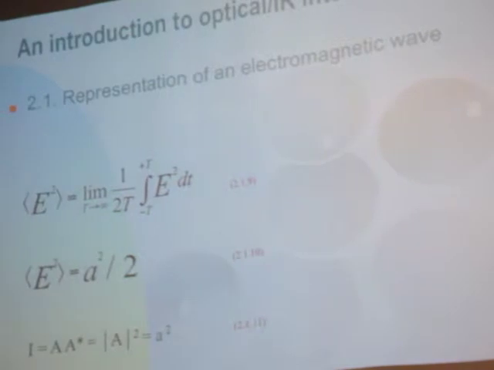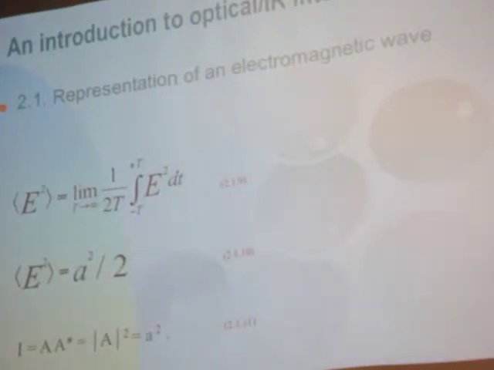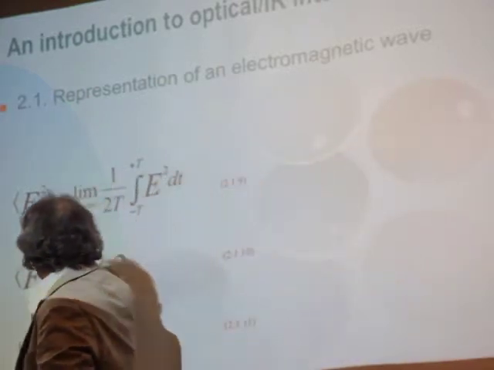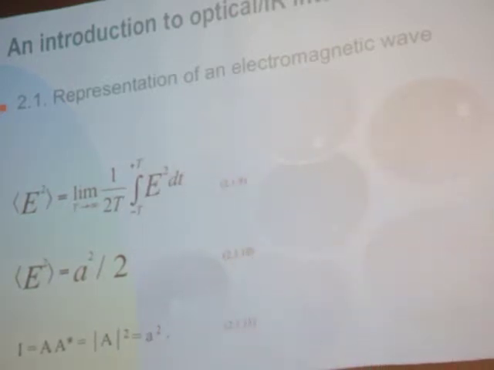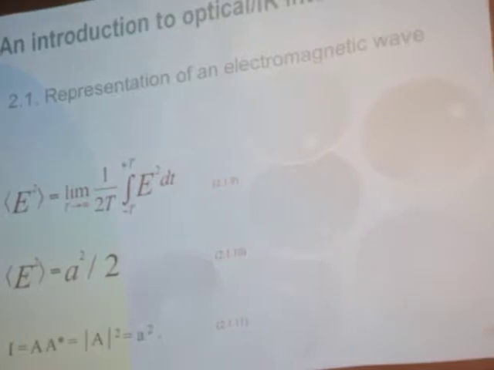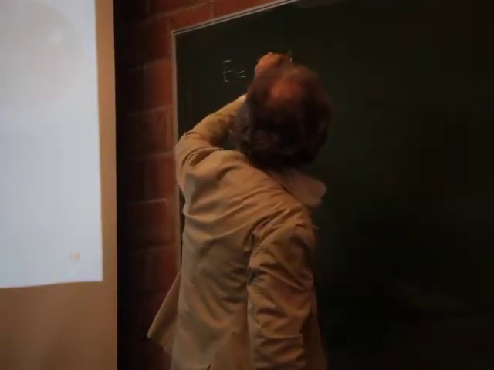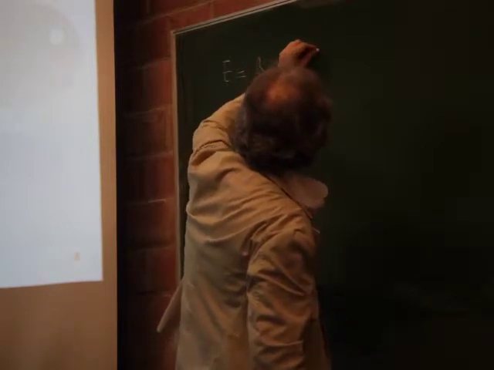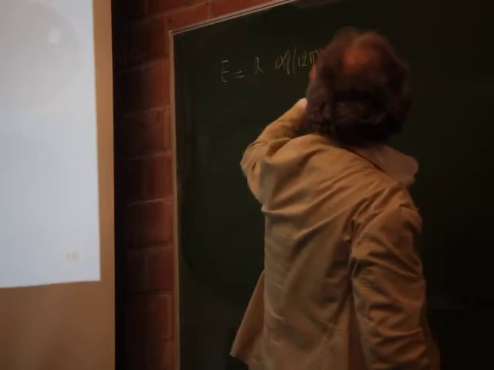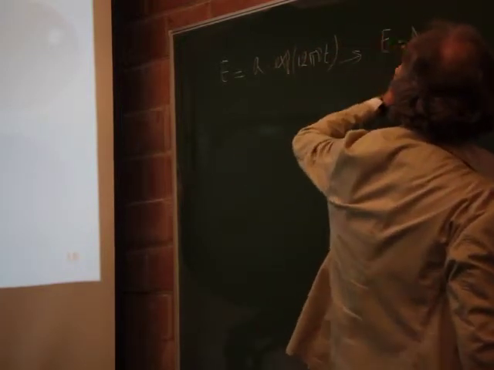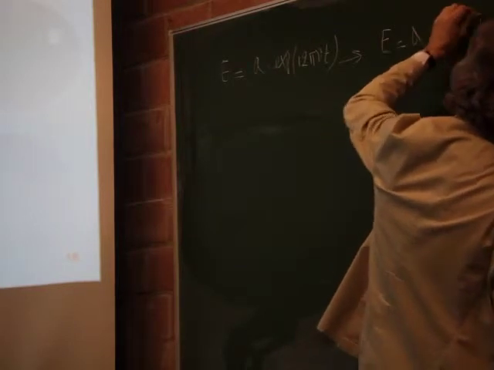Since we cannot measure the electric field at optical wavelengths, what we can measure is the intensity. You know the Poynting vector, we know that this is just given by the average of the square of the electric field. So let's evaluate how much it is where the complex amplitude, big A, is real. So let's assume that the electric field is represented by A times cosine of 2 pi nu t.